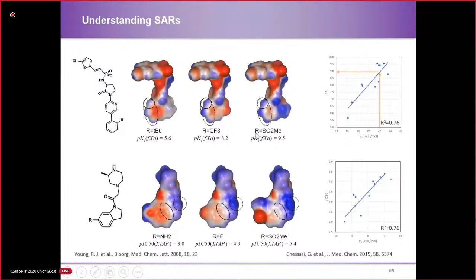So when your binding affinity is driven by electrostatic potential, this is quite a handy tool to actually use as a surrogate for binding affinity for designing molecules. Rather than using a scoring function, this could sometimes give you better results.